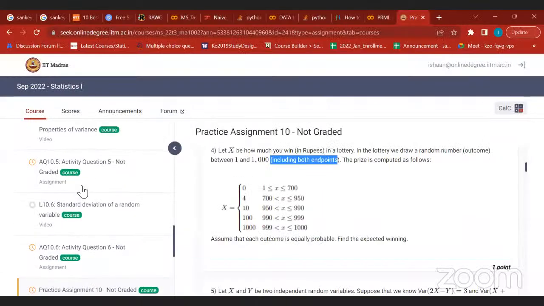Anyone, anything else? Sir, 10.2 question number 5. Just explain it, sir. 10.2 question number 5. Okay.